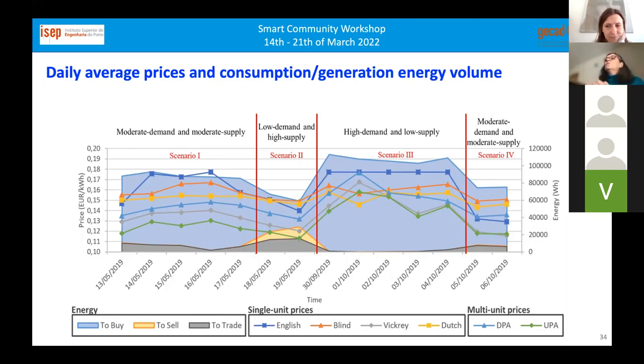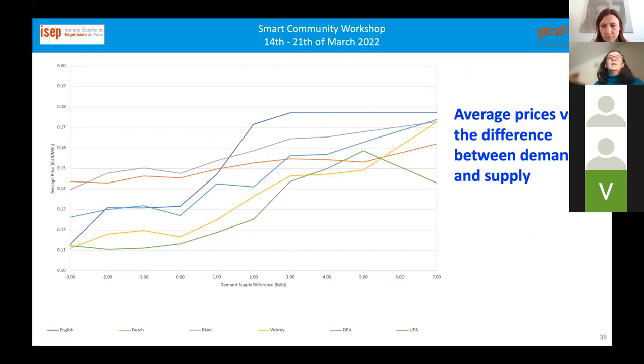So what's important to see here is that in different scenarios, namely, for instance, high demand and low supply, low generation, or a low demand and high supply scenario, I can have this local trade, and this local trade will lower my prices. This is the idea to retain.